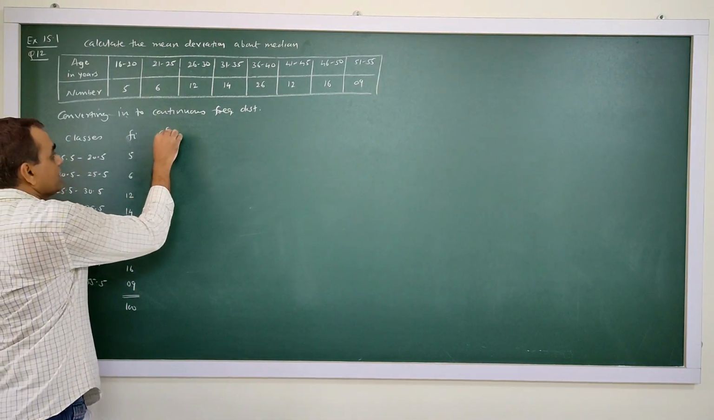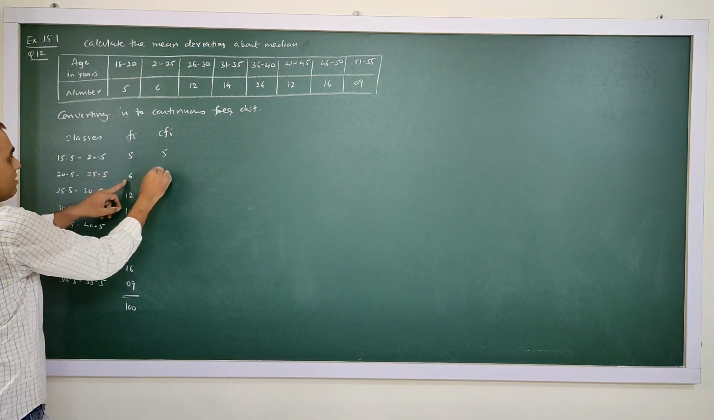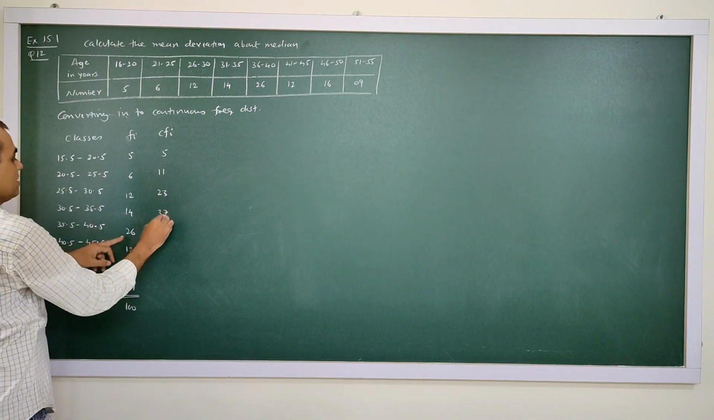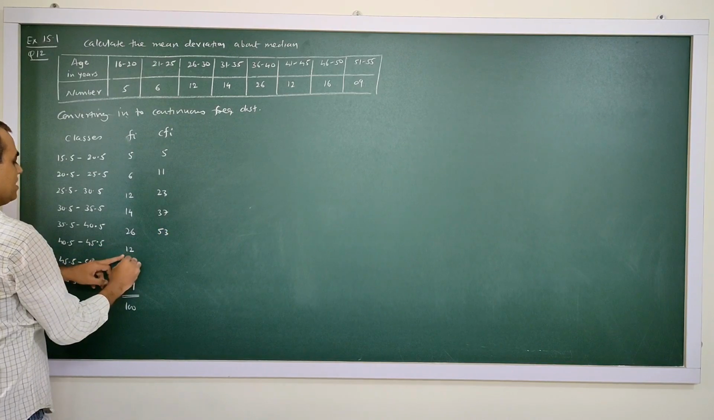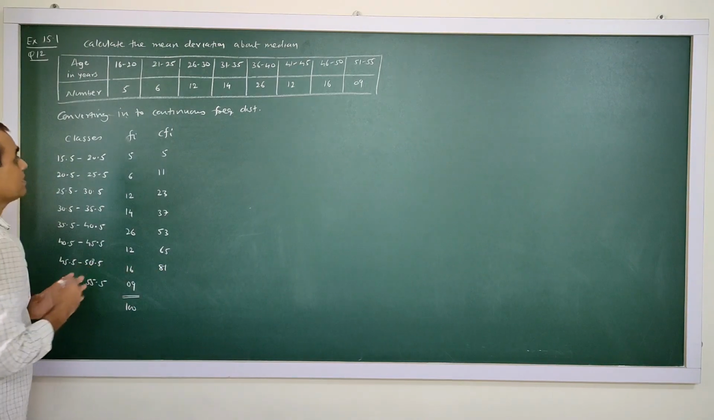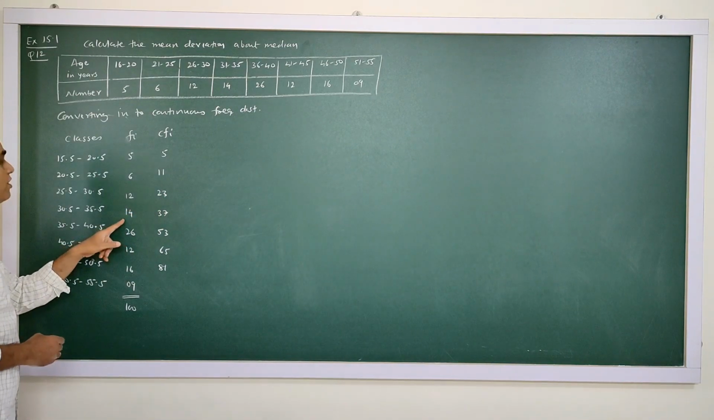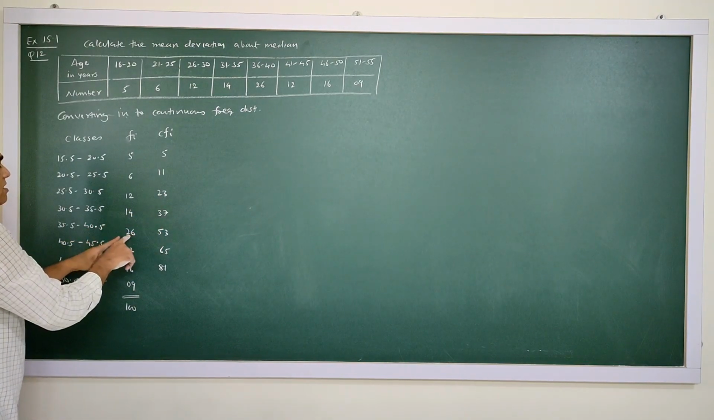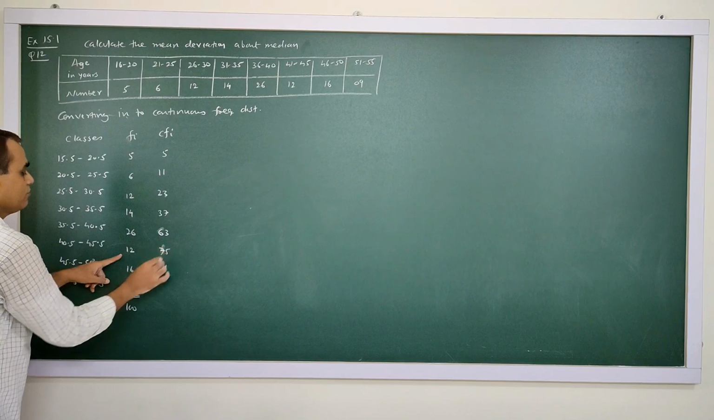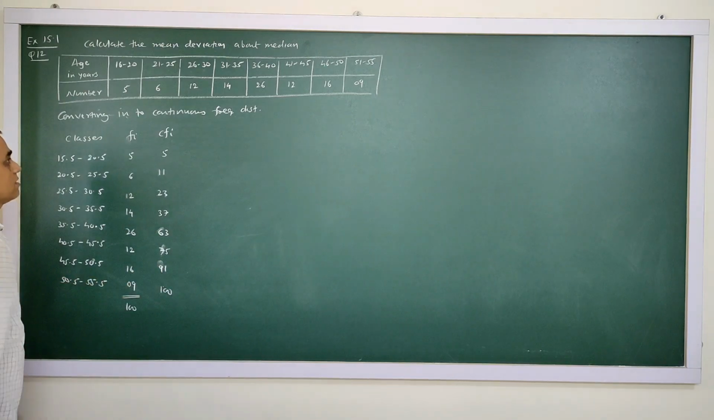We prepare a cumulative frequency column. Cumulative frequency: 5, 5 plus 6 is 11, plus 12 is 23, plus 14 is 37, plus 26. This will be 63. Sorry, I made a mistake somewhere. Then 75, 91, then 100. Cumulative frequency.